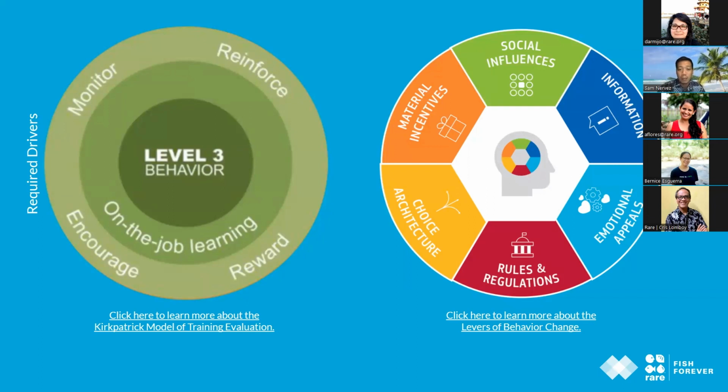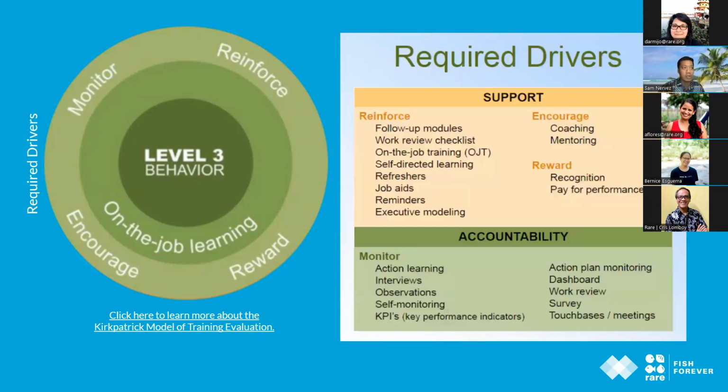And here, by behavior, we mean on-the-job behaviors that we expect learners to perform after the training. On the outermost circle here, you have the words monitor, reinforce, encourage, and reward. They are what the model calls required drivers. They're called required drivers because they are strategies that help drive or motivate or sustain the performance of expected behaviors after training. So in a way, we can look at these as levers of behavior change in the context of performance management after training.